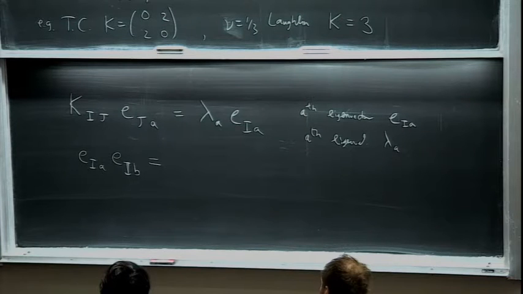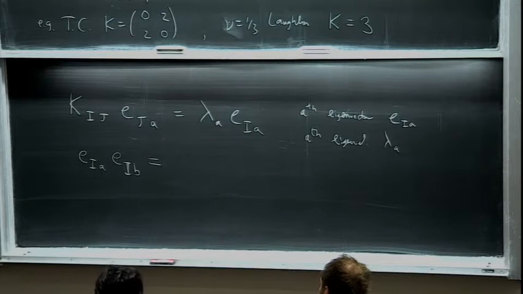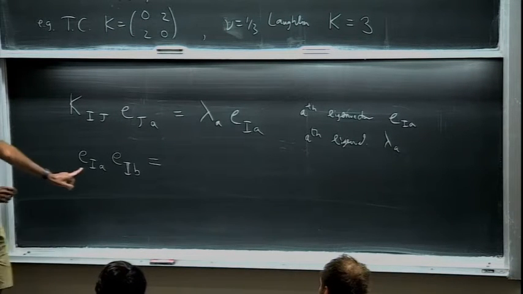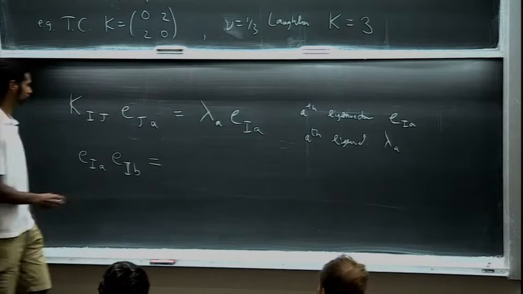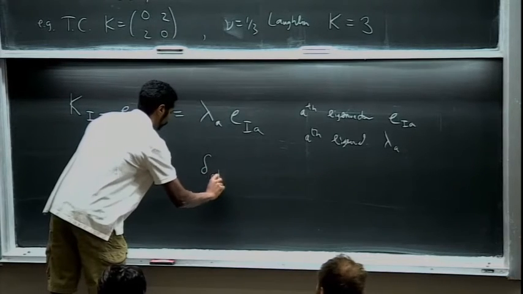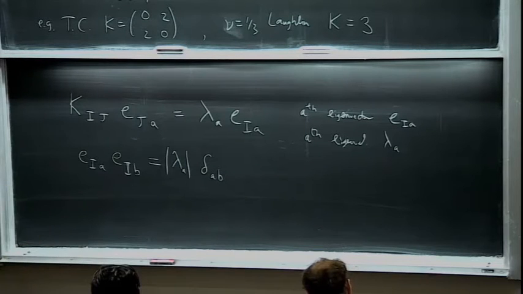If we have two eigenvectors with the same eigenvalue, we can just diagonalize within that space to find two orthogonal eigenvectors. Orthogonal. I didn't mean orthonormal though. I meant orthogonal. I don't want them to be orthonormal. I actually want to normalize them by the eigenvalues so that this is proportional to delta_ab, but not equal to delta_ab, but instead equal to the absolute value of the eigenvalue.